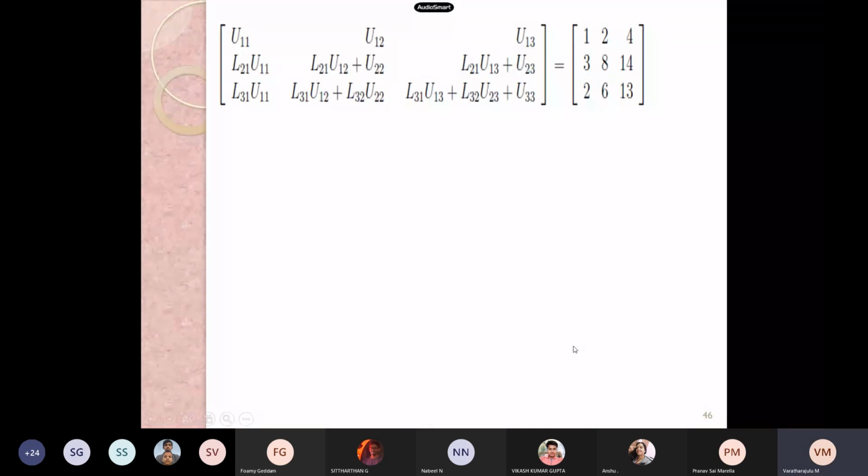Yes, see, now what I am trying to do: when the matrices are equal, then the elements are also equal, so that U11 is equal to 1, U12 is equal to 2, U13 is equal to 4. This is what, by equating the first row, we get the various U's.